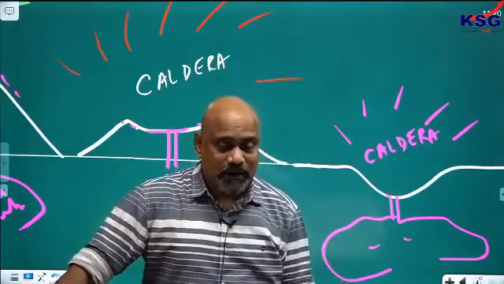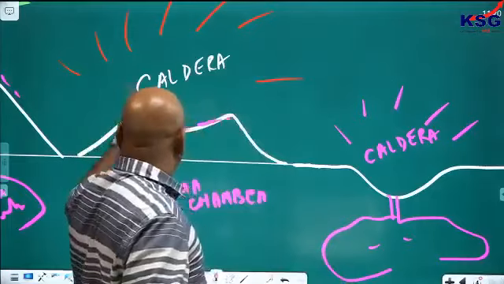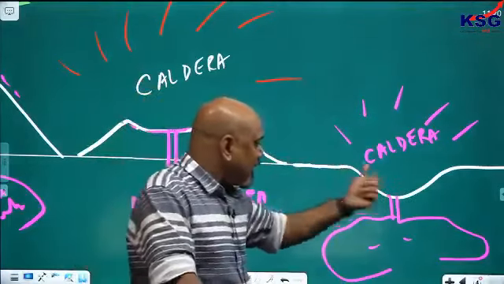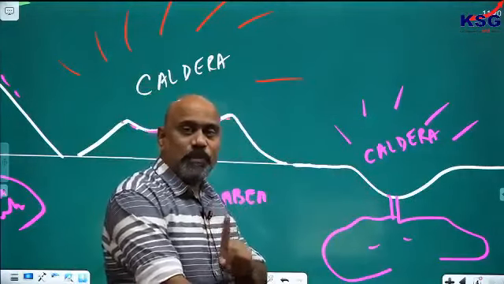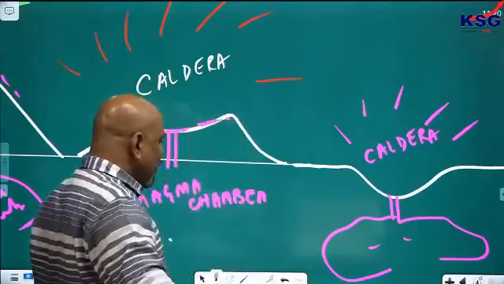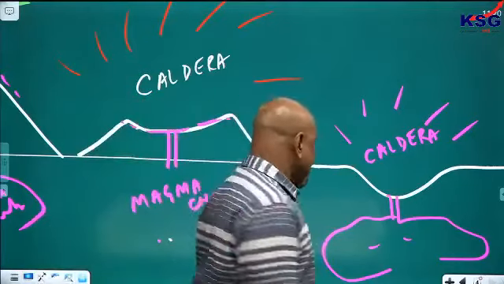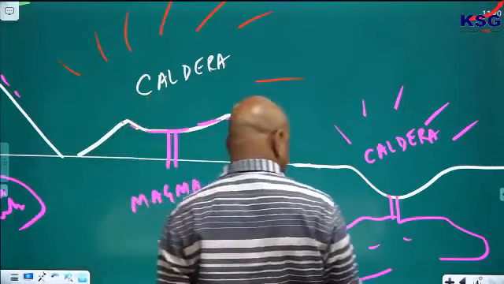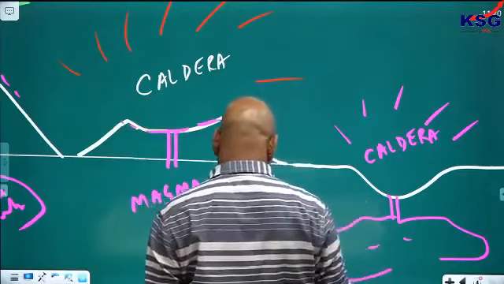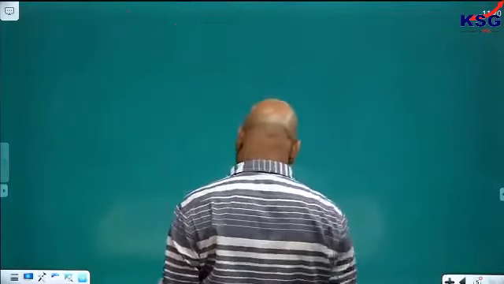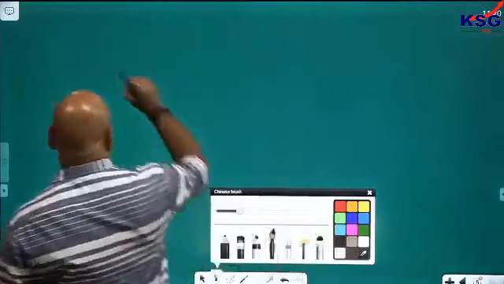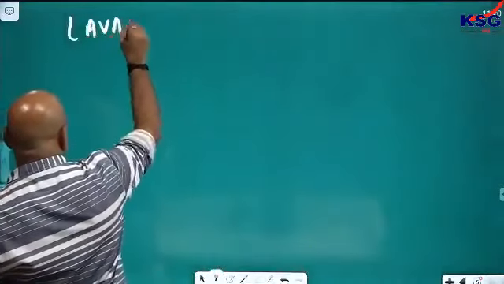Is it the point B? Yes, this is point B. Caldera it is. Caldera here also. Both are caldera here. Now what else will you get in negative relief? Another point is known as lava tunnel. What is that? Let me tell you. We will also get the lava tunnel.